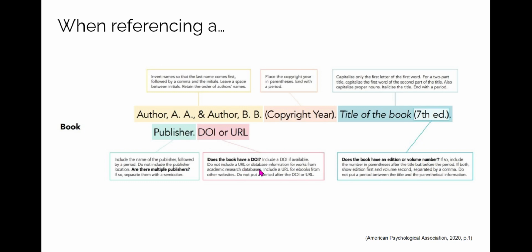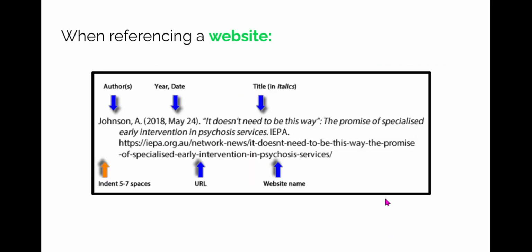Okay, if we're looking at a book, for example, it's pretty similar. Sometimes you might be using an online version of a book. So again, you'll notice at the end that there is a URL or a DOI included, but you may not need that because it could be a hard copy of a book. So again, have a little read through this little diagram. It's very informative, and it's helpful anytime that you're referencing a book, whether it be online or hard copy.